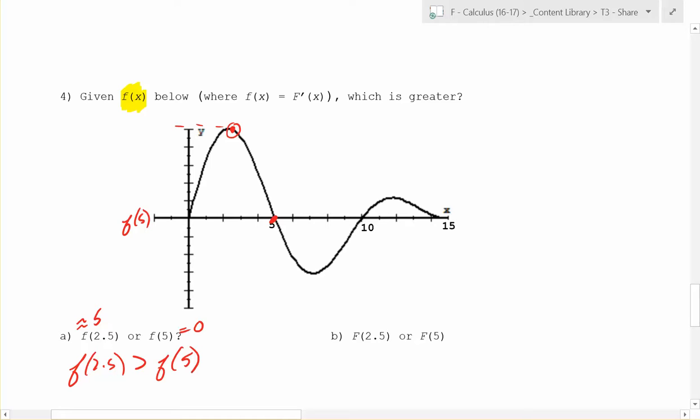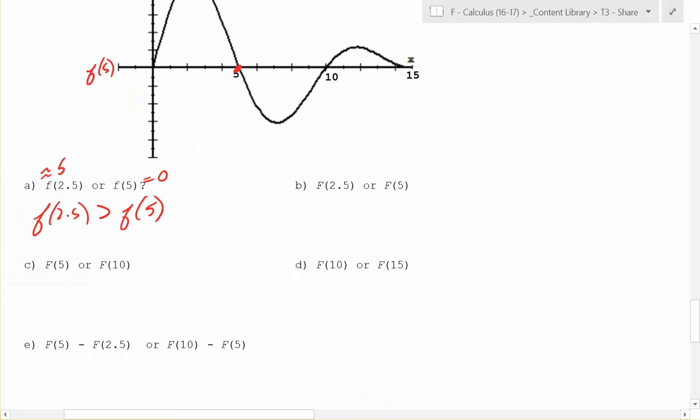Now, is B asking for the same thing? No. What is B asking for? It's capital F. Be really careful. Is that derivative? No, it is antiderivative. It's the other way. So take a look at that and see if you can come up with which one of these is greater.